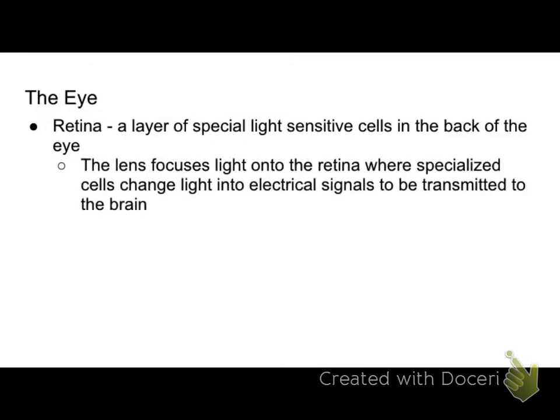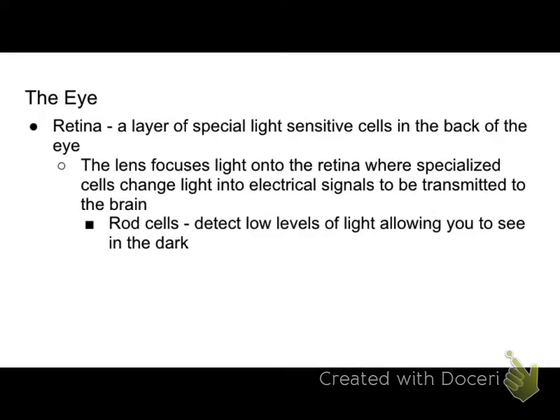The lens is going to take the light passed to it by the cornea through the iris and the pupil, and it's going to focus that light onto your retina so that the cells in your retina can take the light and turn it into electrical signals that can then be transmitted up to your brain.